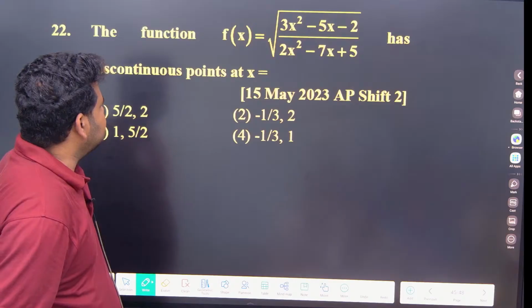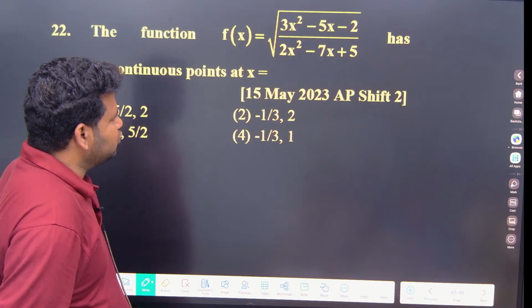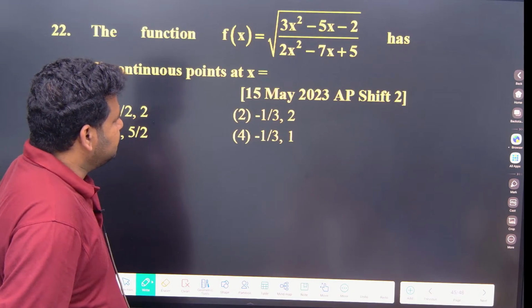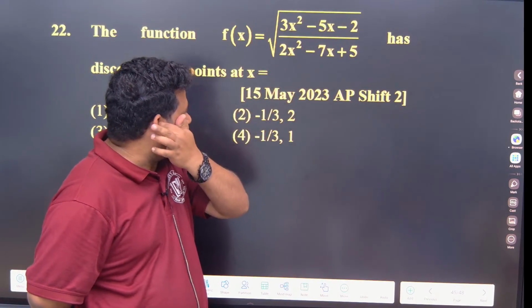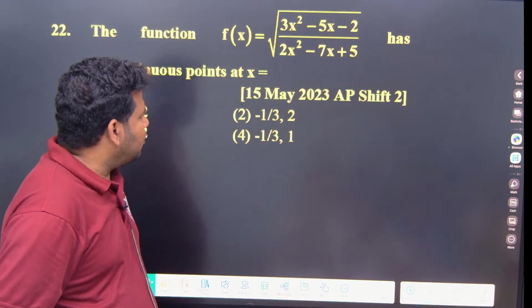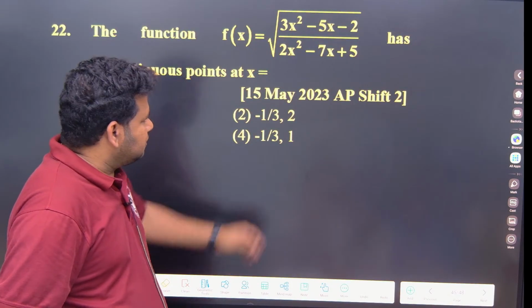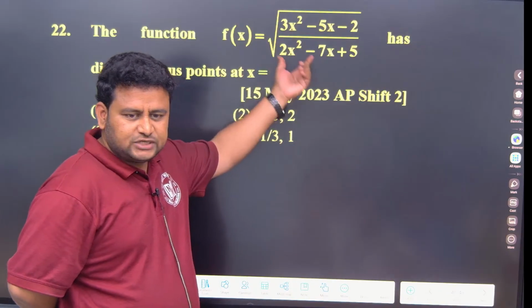Okay, for the function to be discontinuous, what we can take is, we can take the denominator equal to 0. We can take the denominator equal to 0. If I take the denominator equal to 0, what can I take here? See, whenever they give like this, you should take denominator equal to 0.